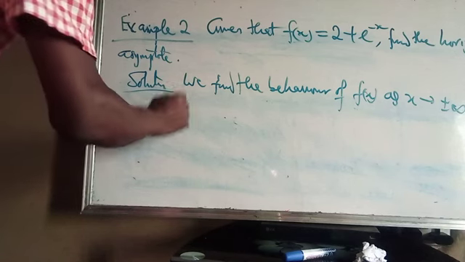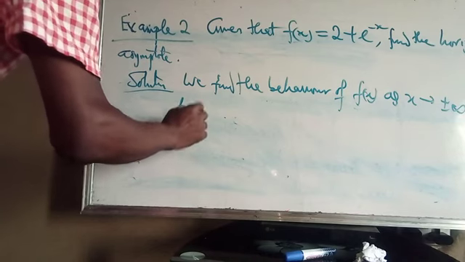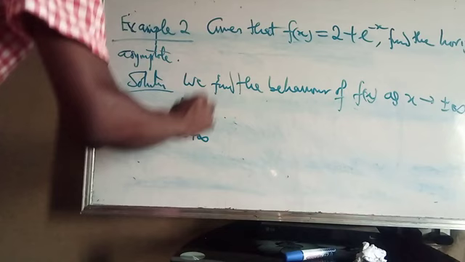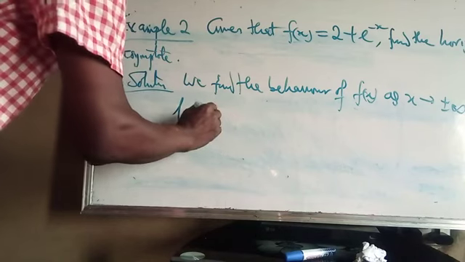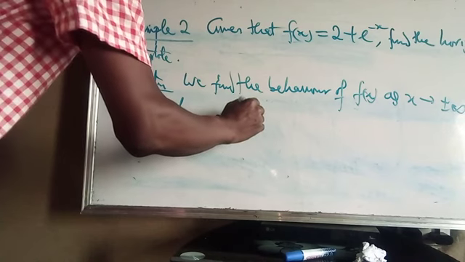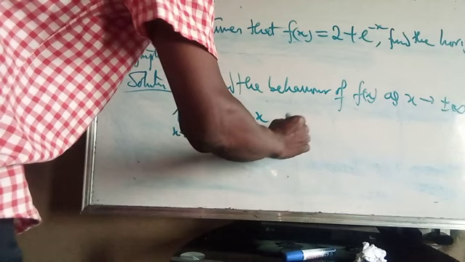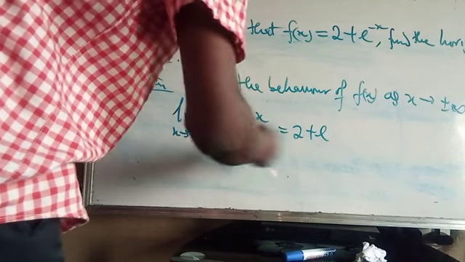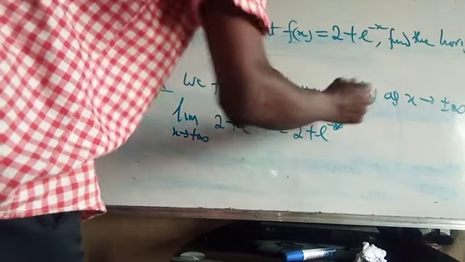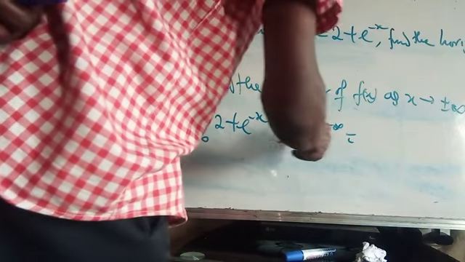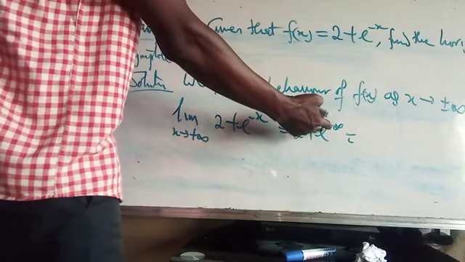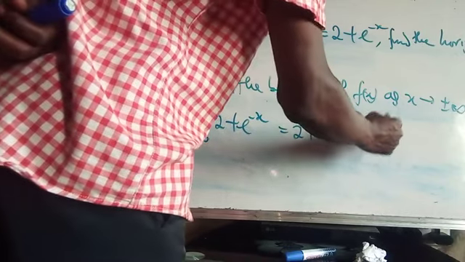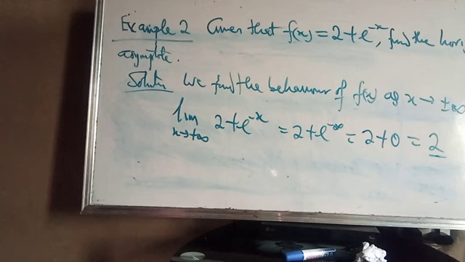So taking limits as x tends to plus infinity, that is the limit of 2 plus exponential minus x. That is 2 plus exponential minus infinity. Generally, when x tends to infinity, exponential raised to the power minus x will be 0. So 2 plus 0, this is 2. That is going to be 2.